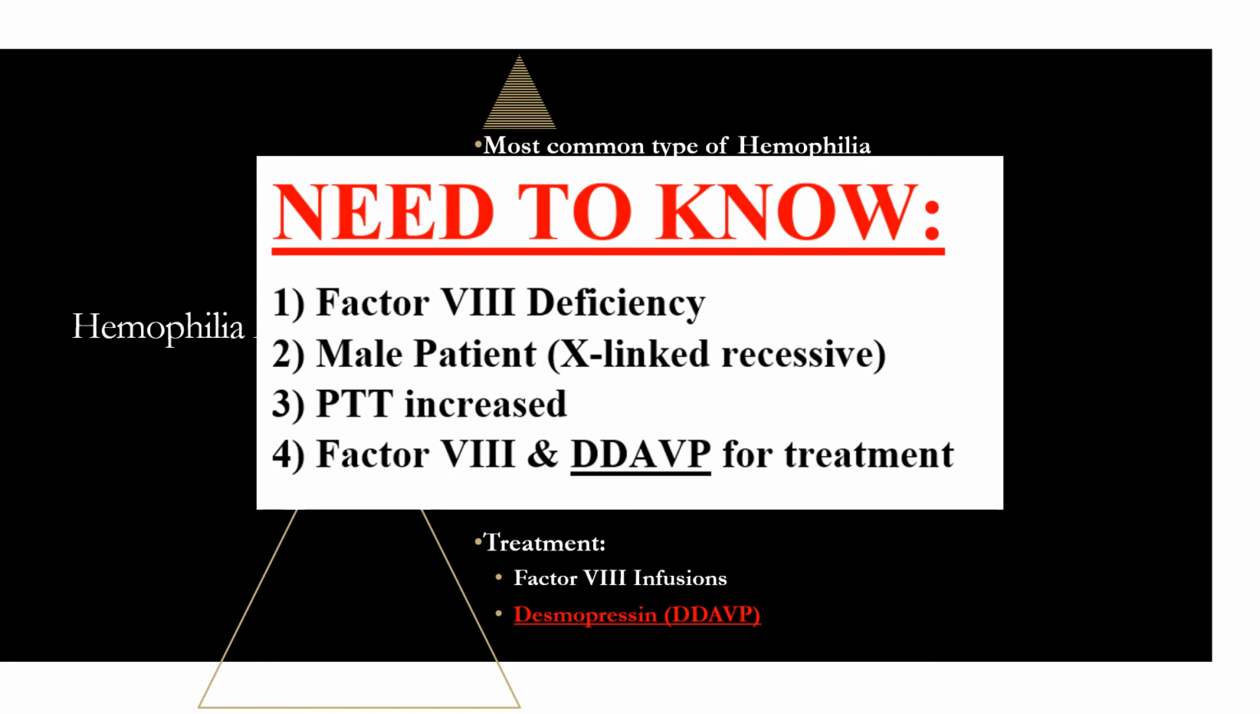So what do you need to know for hemophilia A? You need to remember that this is going to be a factor 8 deficiency. Remember, hemophilia A, A8, factor 8 deficiency. You remember this is going to be a male patient. Remember, Dr. Phil, X-linked recessive. Remember, your PTT is going to be increased because of what it measures. And then remember, you can use factor 8 and also DDAVP specifically. Remember that one because that's unique for treatment.